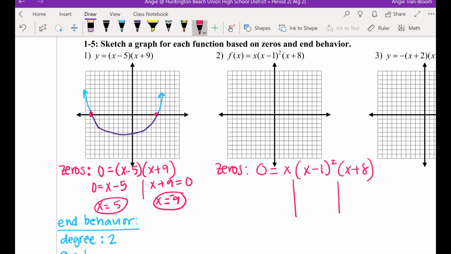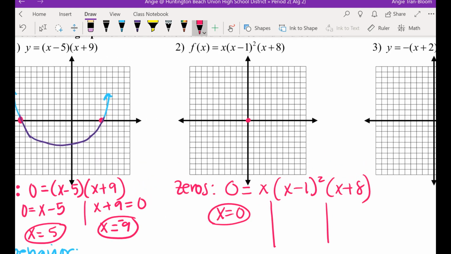Yep, let's do it. Okay, how many factors do you have here? So the first one is x equals 0. Do I need to solve any more for that? Nope, it's already at 0. Plotted out at 0. Bam. Okay. Next, whoa, x minus 1 to the power of 2. What kind of multiplicity is that?